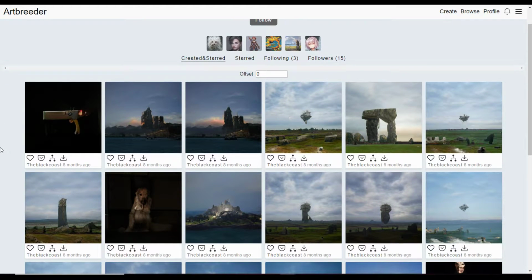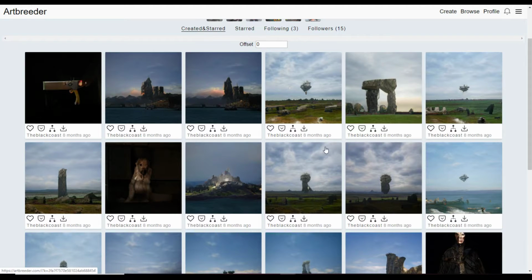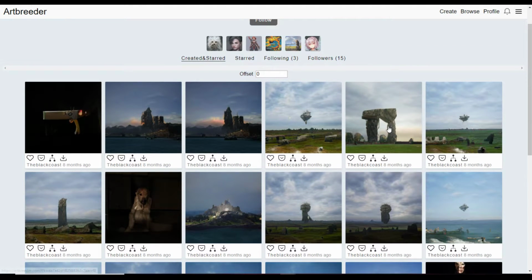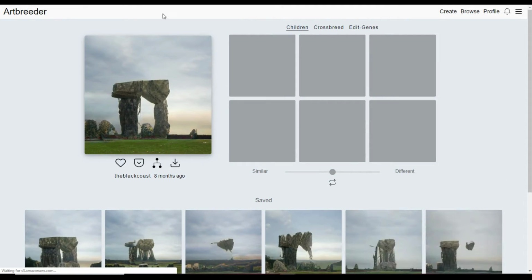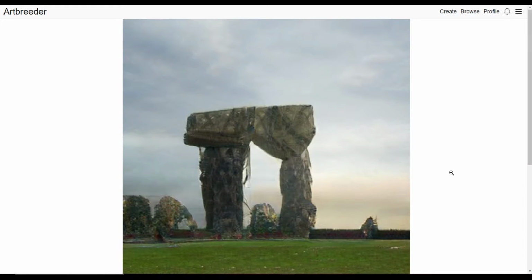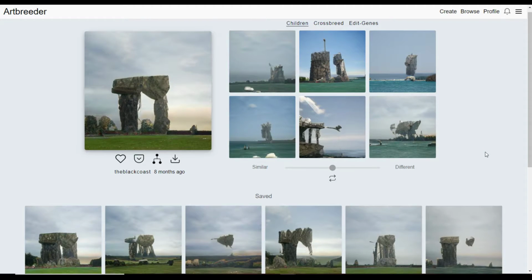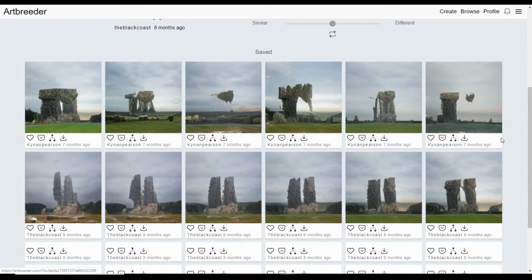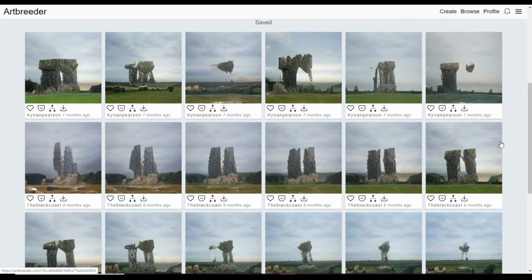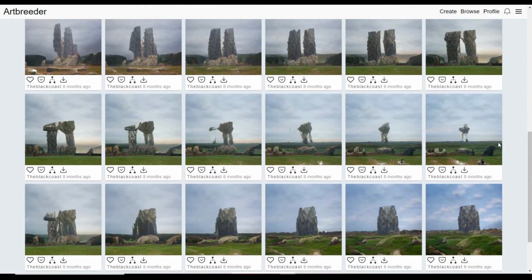Oh, wow. Some of these look so believable. I like this one because you could imagine this existing. It's not that hard. And then here's all the variations that people have made on that one.